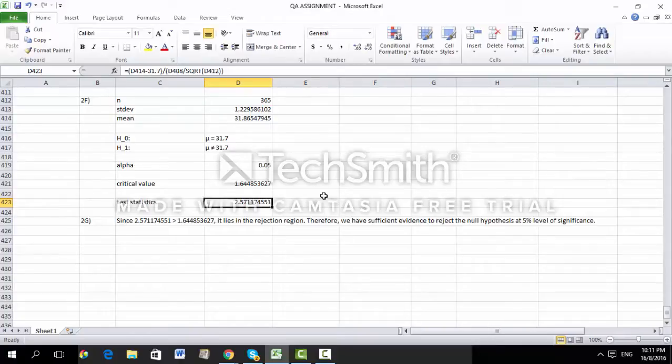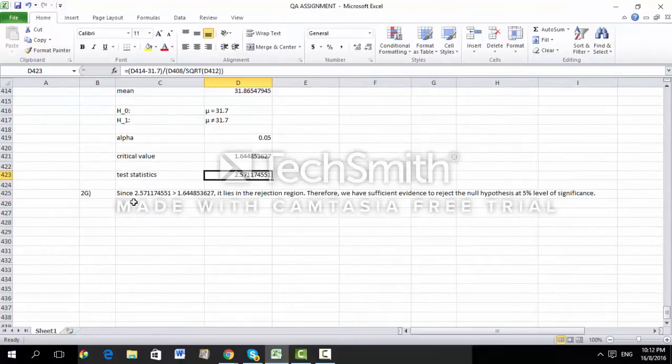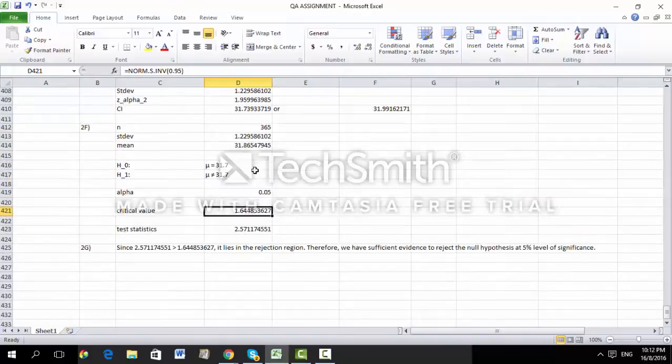So for the conclusion, since the value over here, which is the test statistic, is more than the critical value right here, it lies in the rejection region. Therefore, we have enough evidence to reject the null hypothesis at 5% level of significance, which is 31.7.